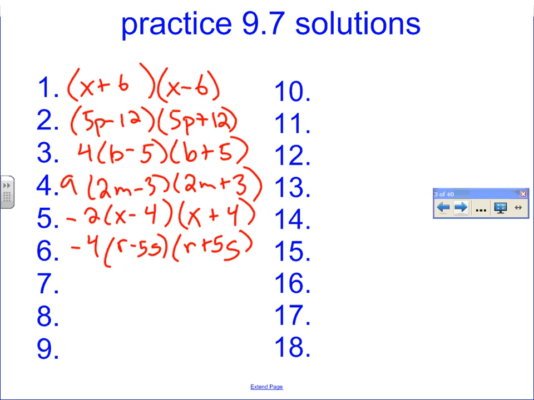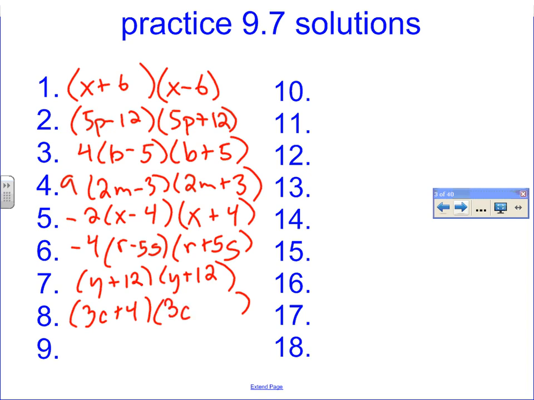Okay, Alina, number 7. Good. y plus 12 and y plus 12. Brian C, number 8. Good job. Oh, wait, no. Yes, my fault. I have a minus there by accident. Yes, 3c plus 4 for both of them. Nathan, number 9. You didn't have to solve if it wasn't set equal to 0, but you are right. The answer is 2/5 for both of them. So working backwards, it should be 5w minus 2, 5w minus 2.